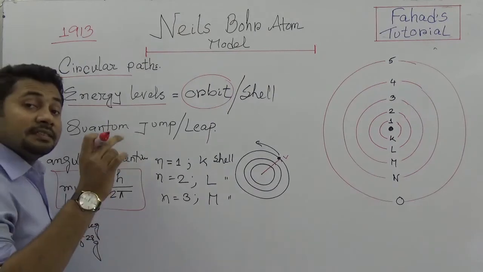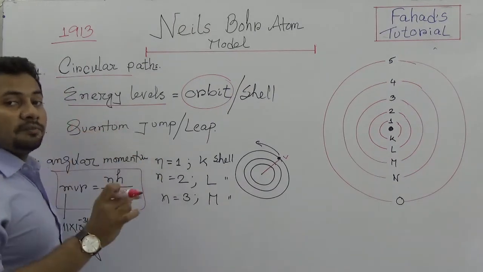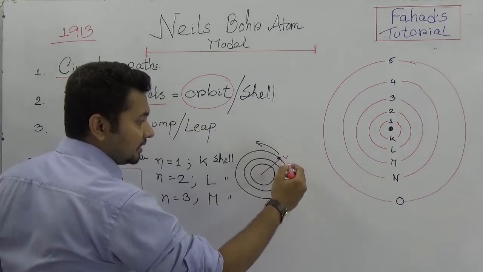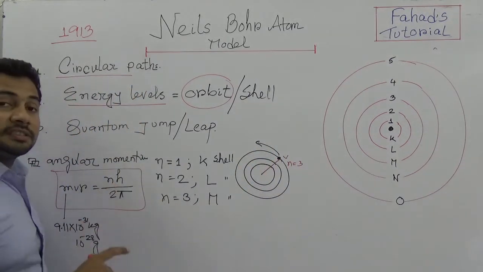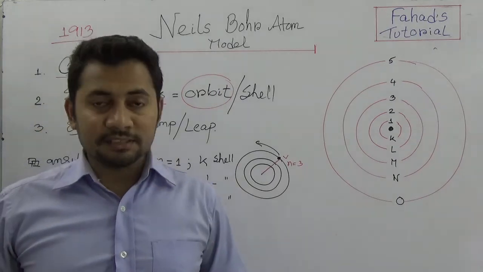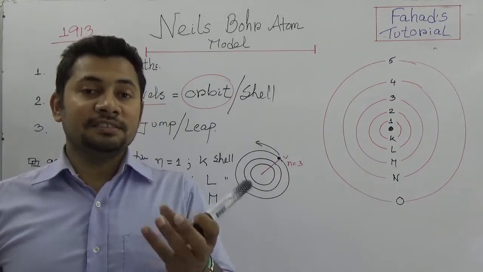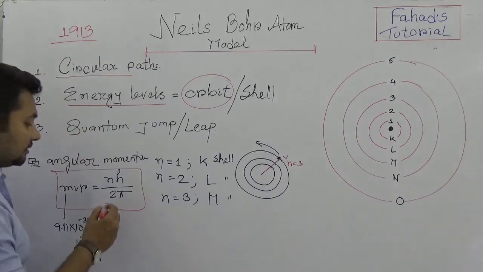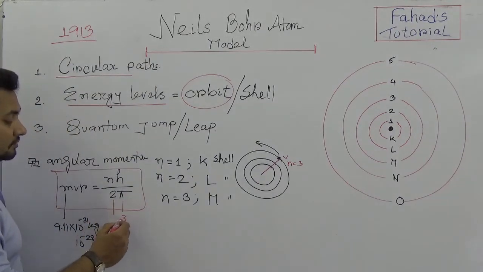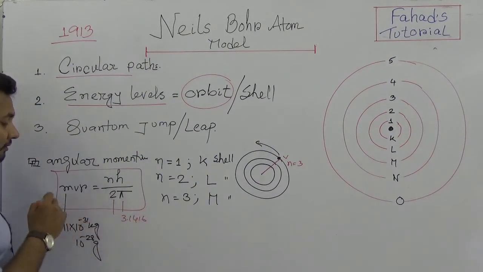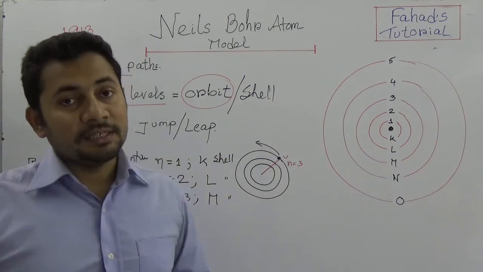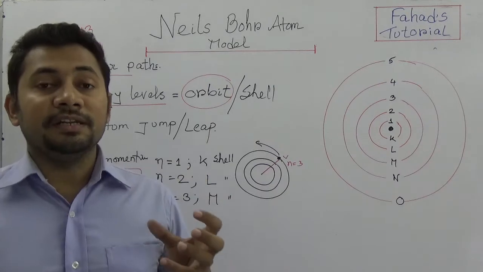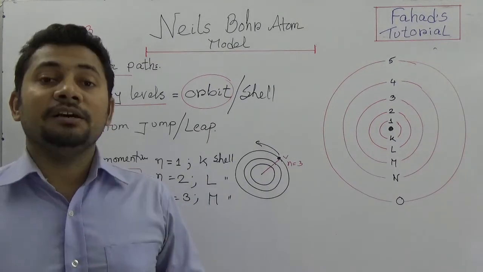Here n is the number of the shell where the electron is moving. As it is the third shell, n would be 3. In the case of h, this is the Planck constant, which has a definite constant value. And 2 and pi, where pi is 3.1416. So according to this equation, we can calculate the angular momentum of an electron in a definite shell or orbit.